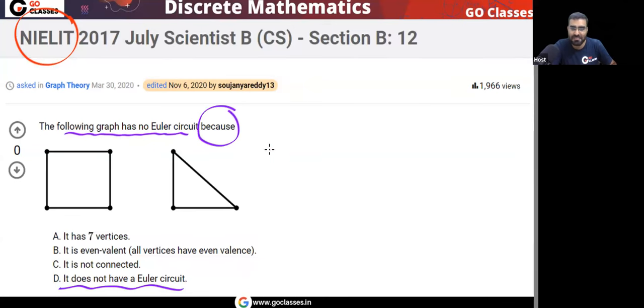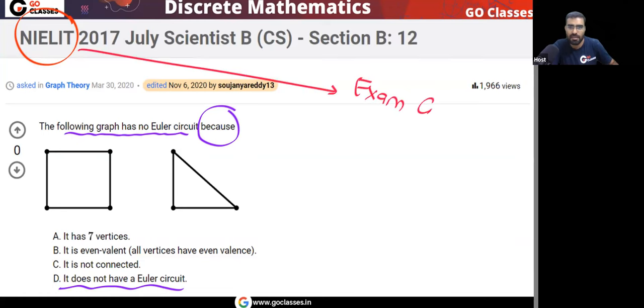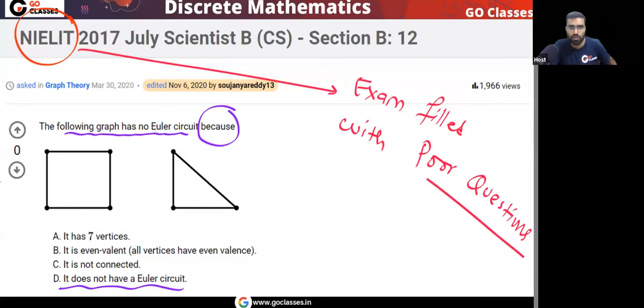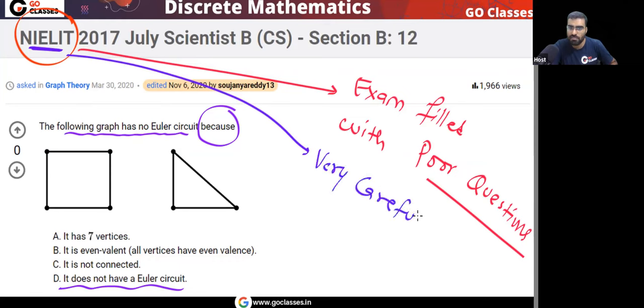So very funny, very interesting question. This is what I'm saying. This is an exam filled with poor questions, in which you will find very rare good questions. If you are solving questions from this exam, then you should be very careful, let me tell you. Is this clear? Very careful while solving these questions.